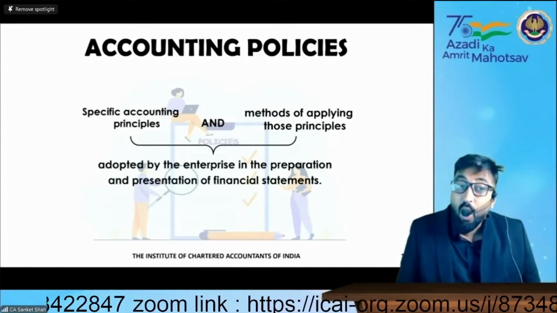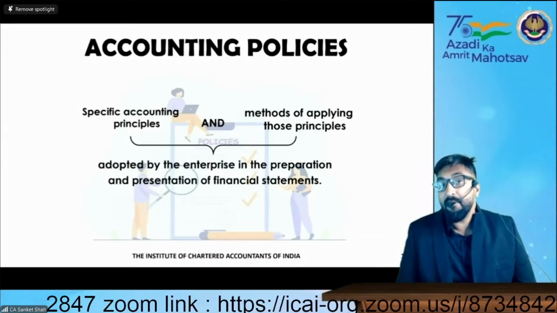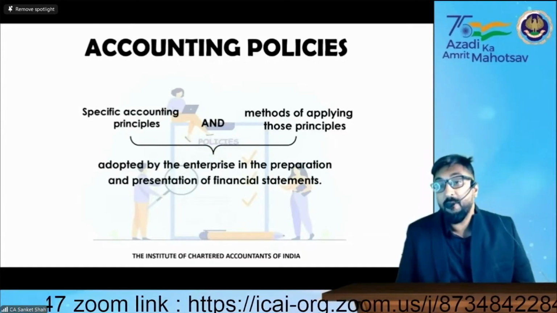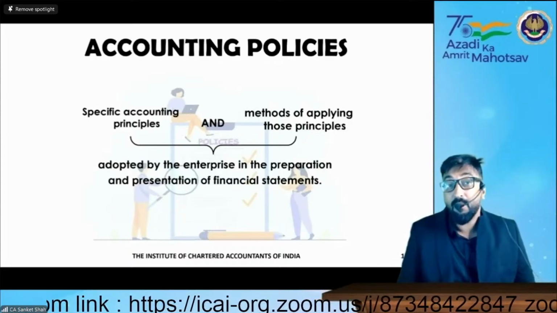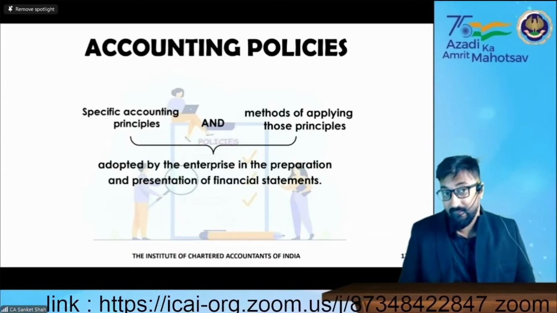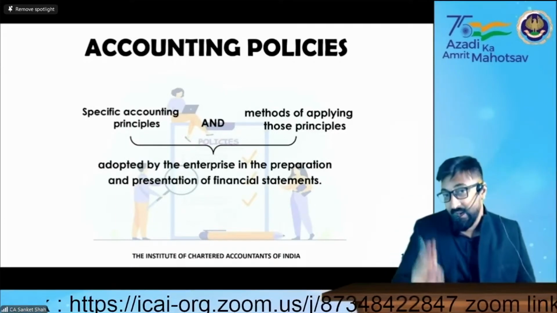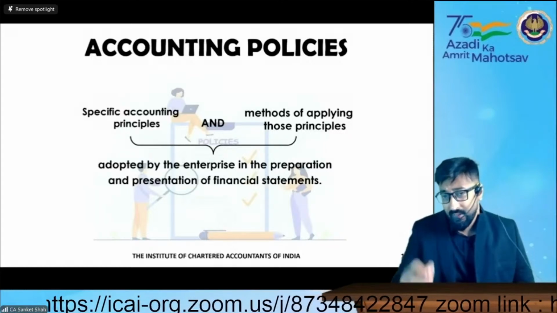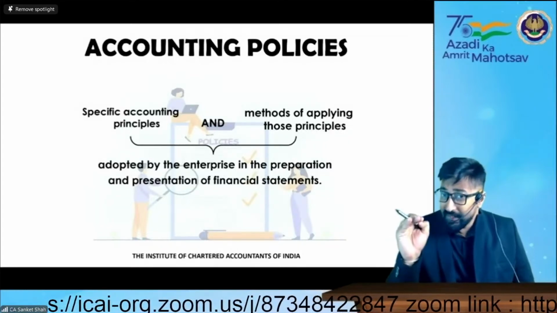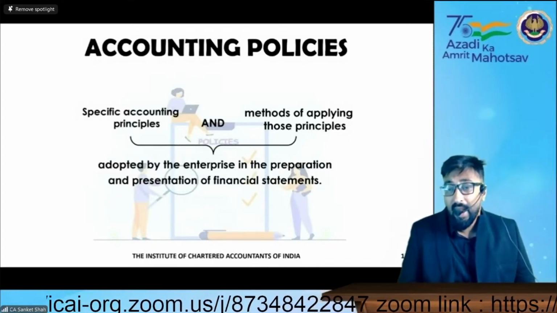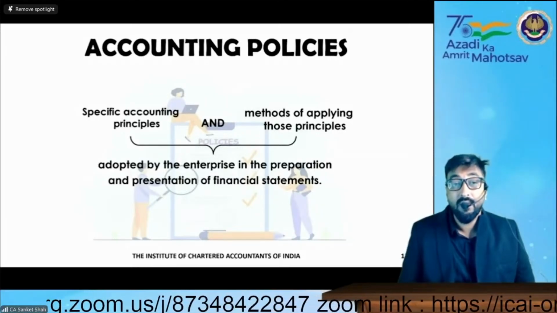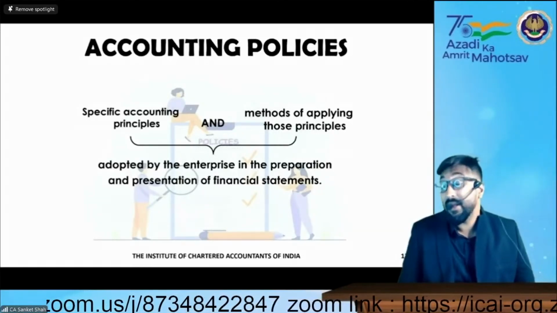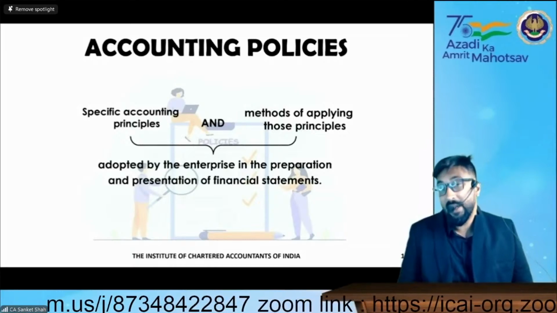And these are adopted by the enterprise in the preparation and presentation of financial statements. Then it is called the accounting policies definition. By heart, this definition: policies are specific accounting principles and methods of applying those principles, adopted by the enterprise in the preparation of financial statements.